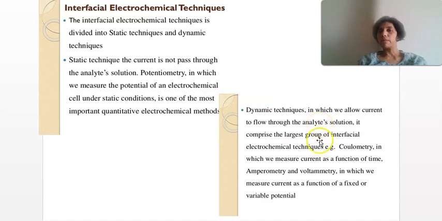Dynamic techniques are those in which we allow current to flow through the analyte solution. We are putting the current here. So we are keeping the potential constant, obviously. In the first case, we are not allowing the current to pass. Current is constant, so potential is varying. It comprises the largest group of interfacial electrochemical techniques. For example, coulometry, in which we measure the current as a function of time, and amperometry and voltammetry, in which we measure current as a function of fixed or variable potential. So in one case, we are measuring current as a function of time. In another case, we are measuring current as a function of potential.